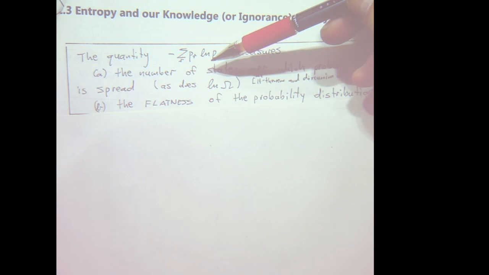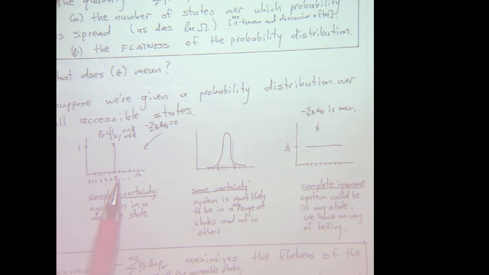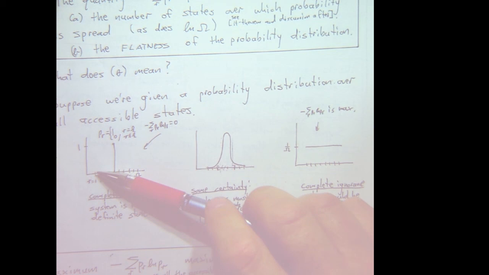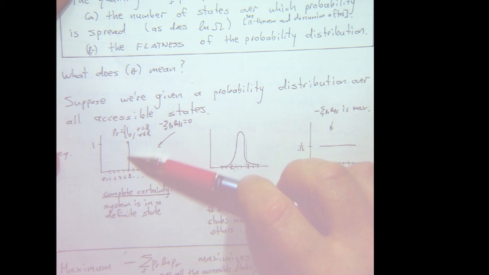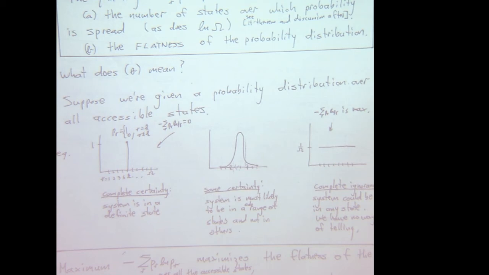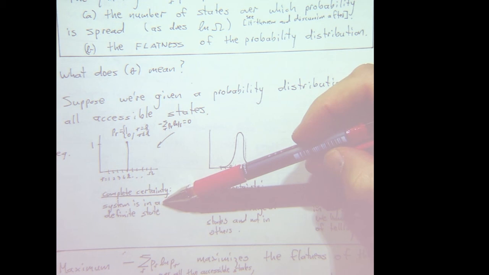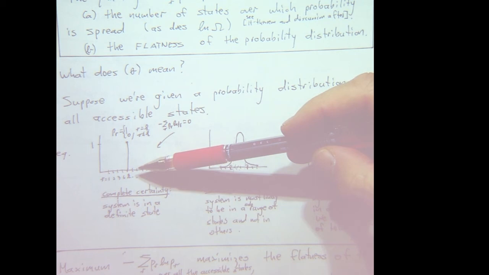So what does that mean? This is what I just said. If you have all systems in your ensemble in state number k, and none in any other state, that means complete certainty. If we randomly pick a state from the ensemble, we know with 100% certainty that we're going to get state k. So the system is in a definite state. In fact, then it's also a highly non-equilibrium state.